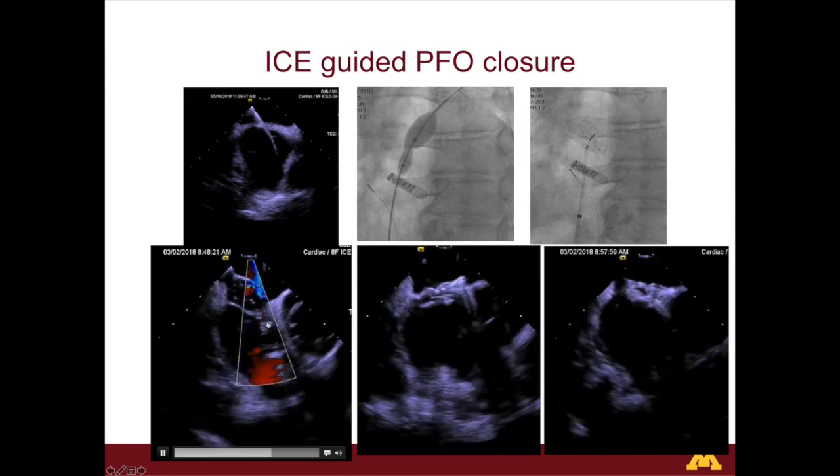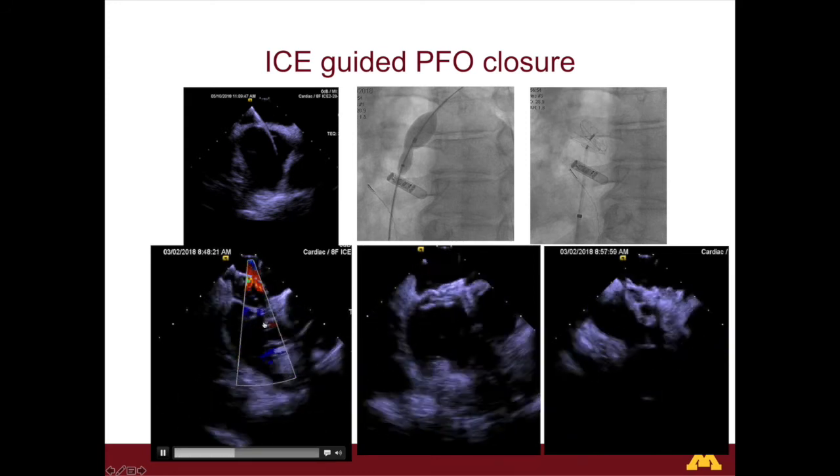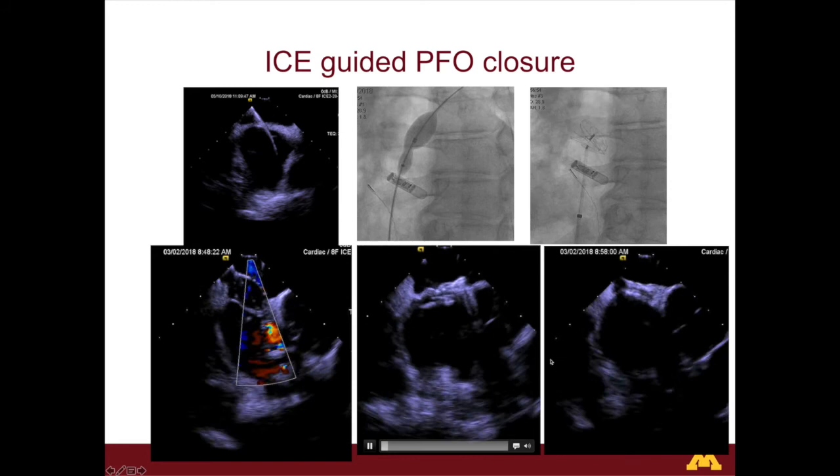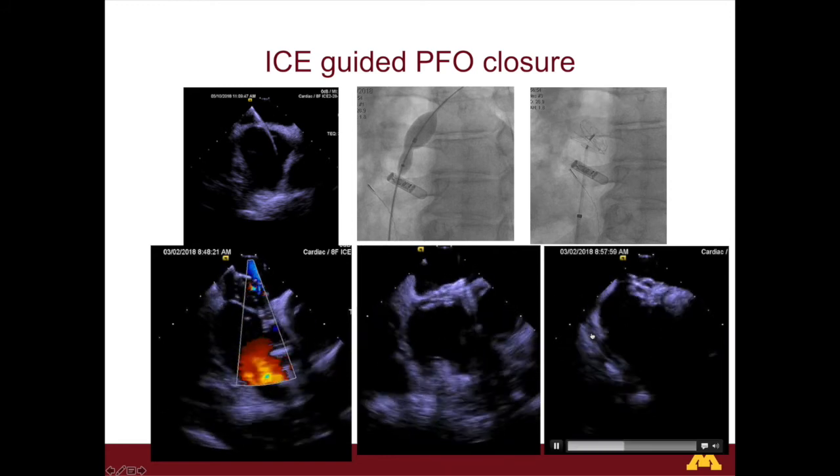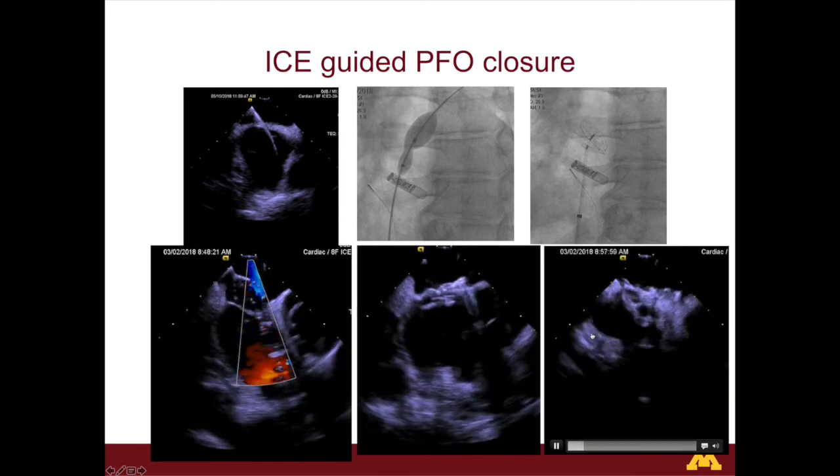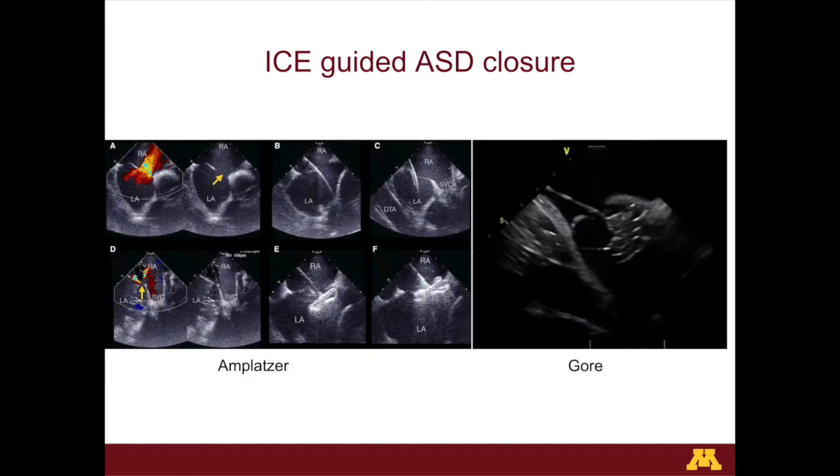ICE can show us the waist and make sure we are doing a proper stop flow technique, and ICE can help us assess the defect after device closure. In this case, we closed it with the Gore Cardioform septal occluder.